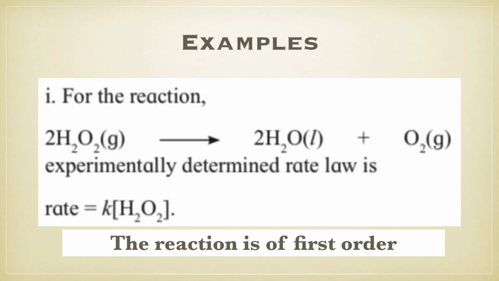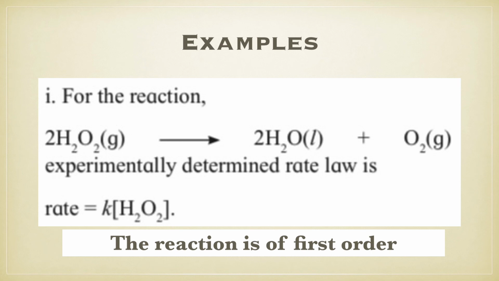Let's see the first example. The reaction is given as 2H2O2 going to 2H2O plus O2, and the experimentally determined rate law is given as rate is equal to K concentration of H2O2 raised to 1. Okay, and therefore the order of the reaction is nothing but what? The sum of the powers of the concentration terms. So over here, which is the concentration term? H2O2. Only one concentration term is there. Therefore, it is raised to what? 1. So, the order is first order reaction.